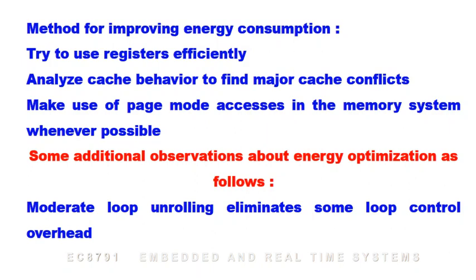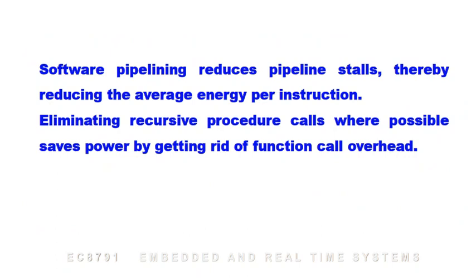Moderate loop unrolling eliminates some loop control overhead. Software pipelining reduces pipeline stalls, thereby reducing the average energy per instruction. Eliminating recursive procedure calls where possible saves power by getting rid of function call overhead.